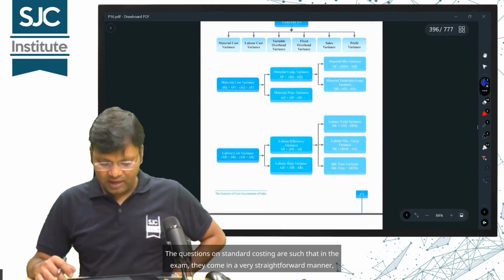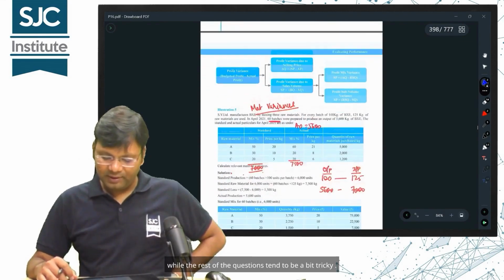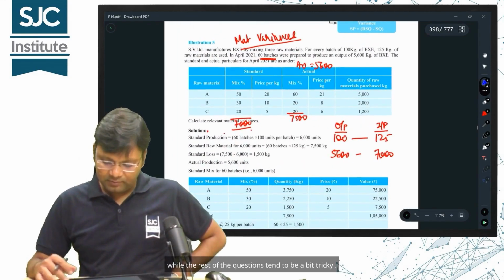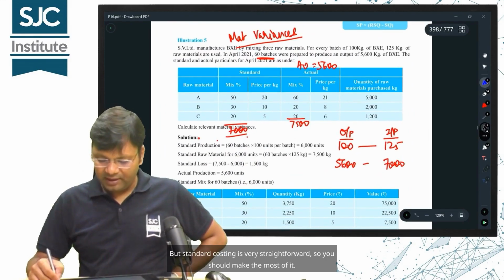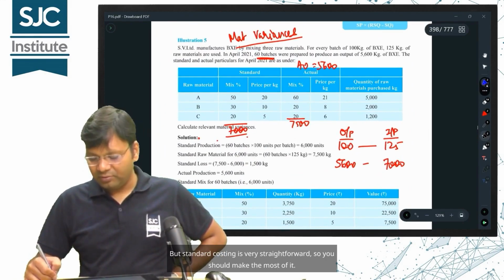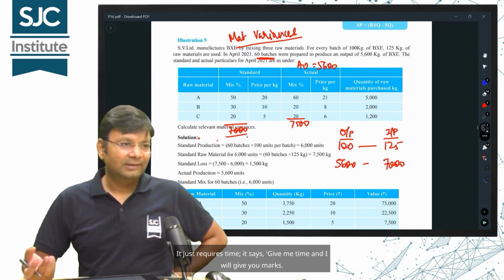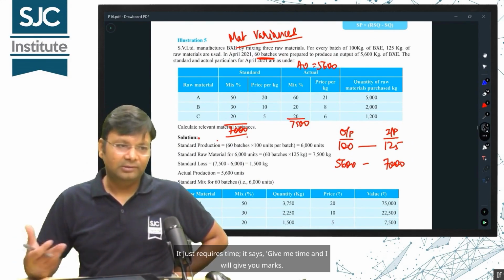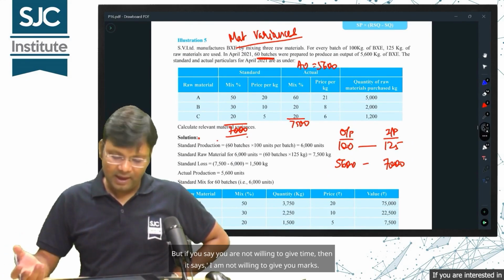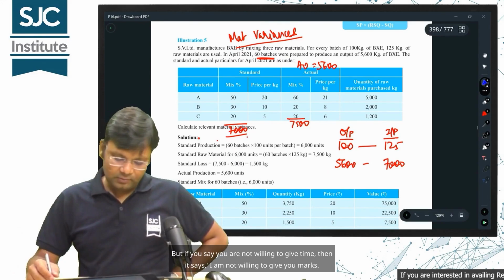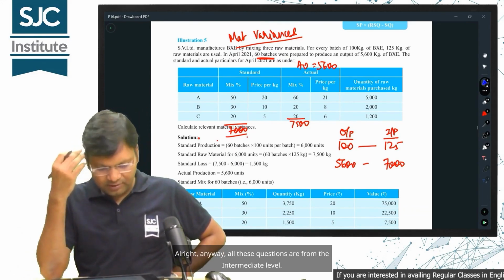The questions on standard costing are such that in the exam, they come in a very straightforward manner, while the rest of the questions tend to be a bit tricky. Transfer pricing questions tend to be tricky. But standard costing is very straightforward, so you should make the most of it. It just requires time. It says, give me time and I will give you marks. But if you say you are not willing to give time, then it says, I am not willing to give you marks. Anyway, all these questions are from the intermediate level.